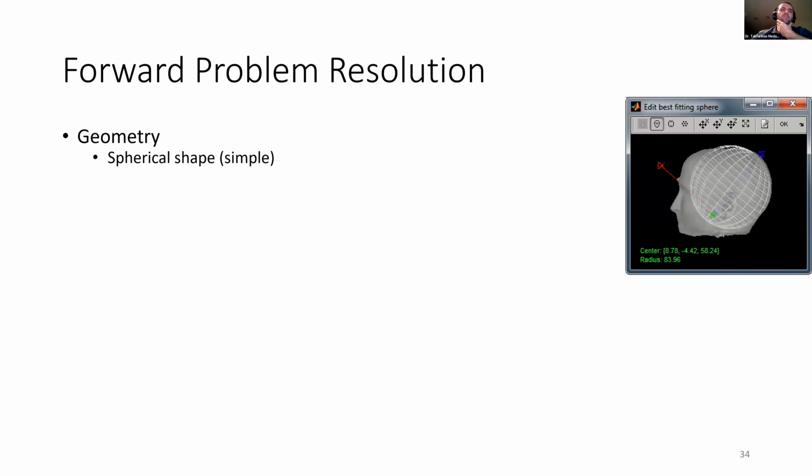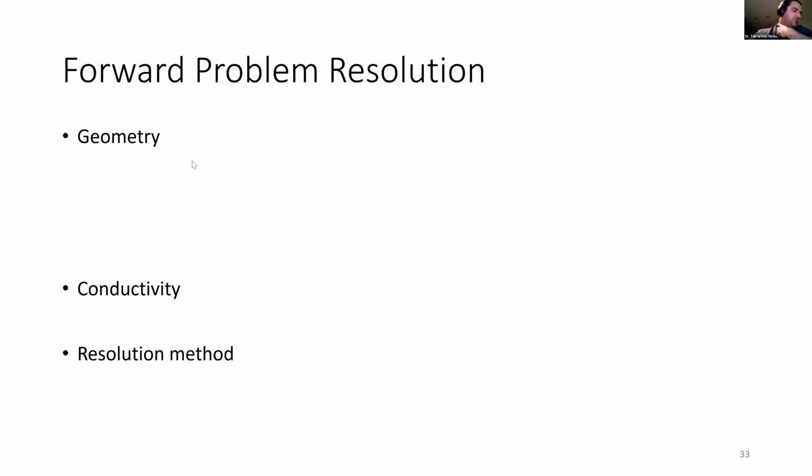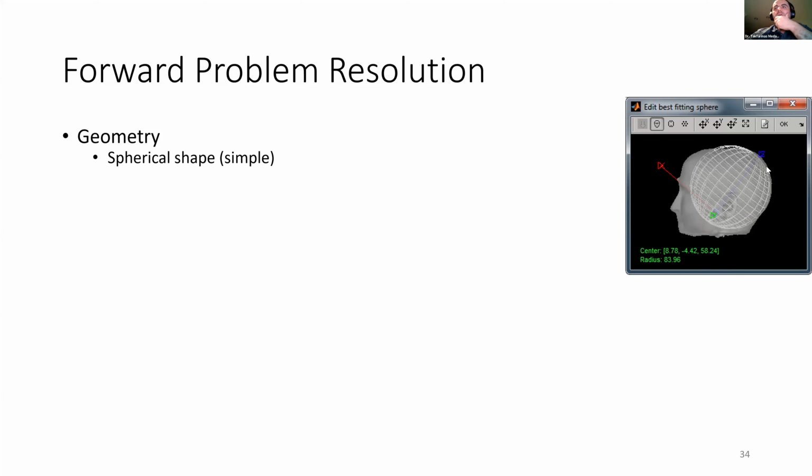It depends on all these parameters that I try to highlight here: geometry, conductivity, and the resolution method. First, we need to approximate the shape of the head. The simplest one, used for years, is the spherical head model in 3D. Everything is in 3D in this presentation. We approximate the head by a sphere, project all the sensors on this sphere, and put a dipole inside this sphere. Then we use an analytical solution, a closed-form solution that can compute the distribution of the potential in a spherical medium. This is the basic one.